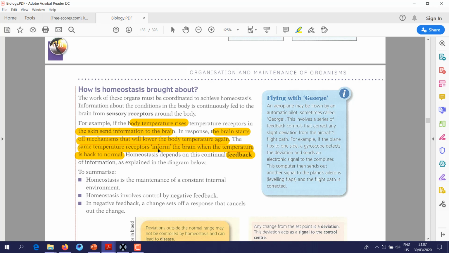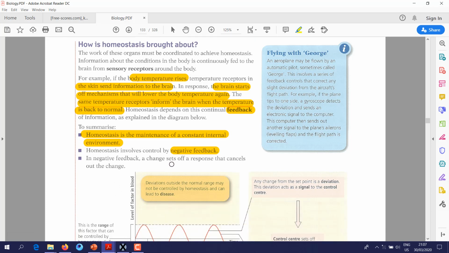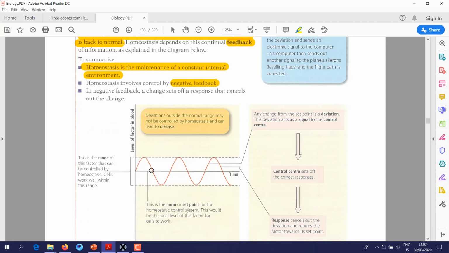So at the end, this is what we mean by homeostasis, and this is what we mean by the organs working together. To summarize, homeostasis is the maintenance of a constant internal environment. This again is the definition of homeostasis. Homeostasis involves control by negative feedback. So it works by feedback. In negative feedback, a change sets off a response that cancels out the change. What does that mean?